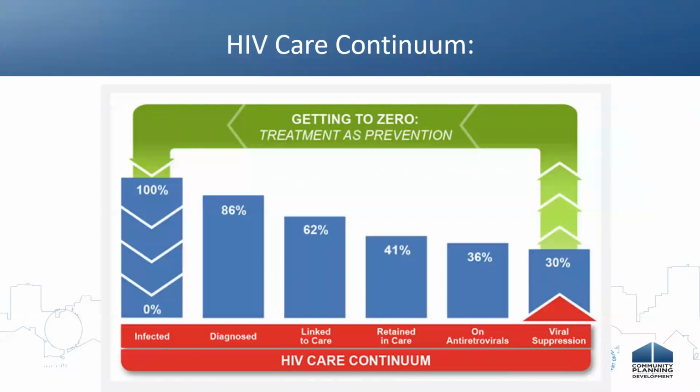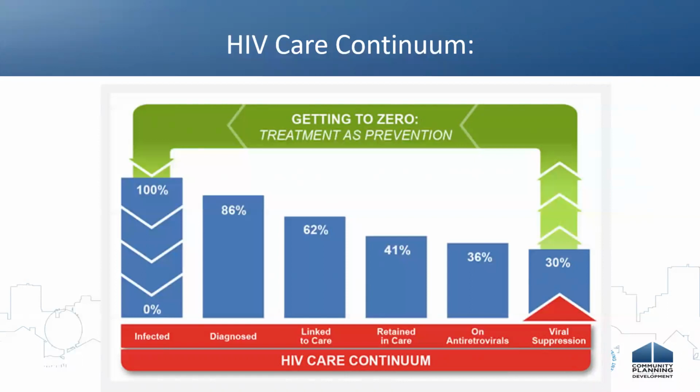Once you know you are infected with the HIV virus, it's important to be connected to an HIV healthcare provider who can offer you treatment and counseling to help you stay as healthy as possible and prevent passing HIV on to others. As you can see, of those who are diagnosed, nationally, only 62% are linked to care. Because there's no cure for HIV at this time, treatment is a lifelong process. To stay healthy, you need to receive regular HIV medical care.